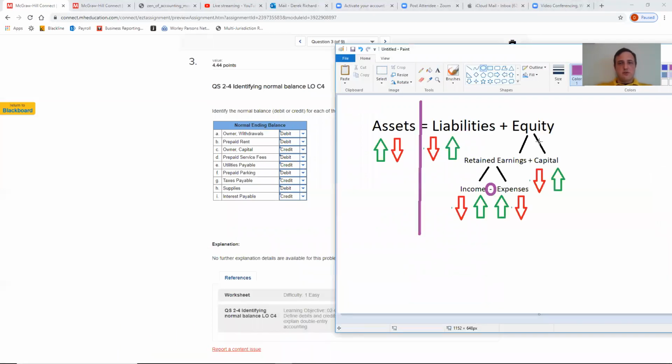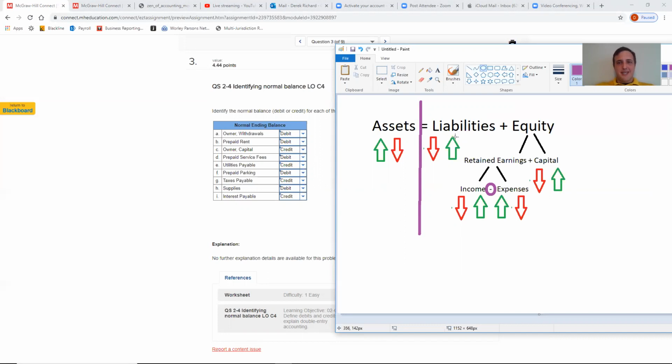So owner withdrawals, so that's going to be a capital, except the withdrawals, it's a negative capital. So the debit is going to be the normal balance. Prepaid rent, it's an asset, debit. Owner capital, that's a normal capital, credit. Prepaid service fees, that's an expense, debit.